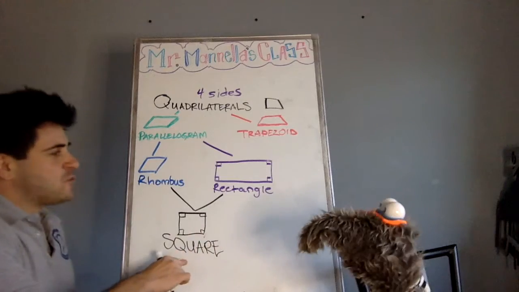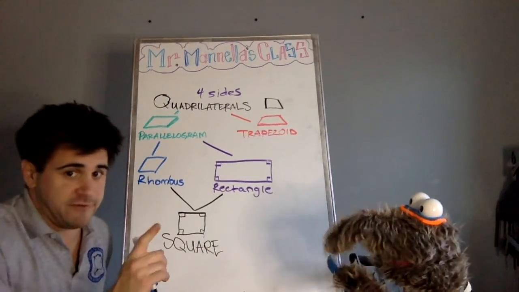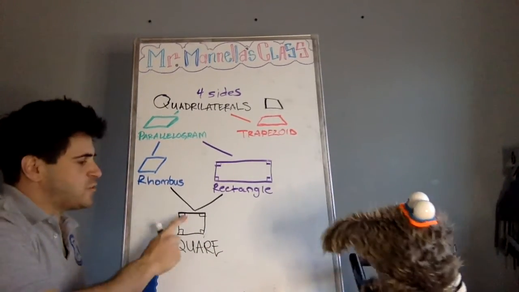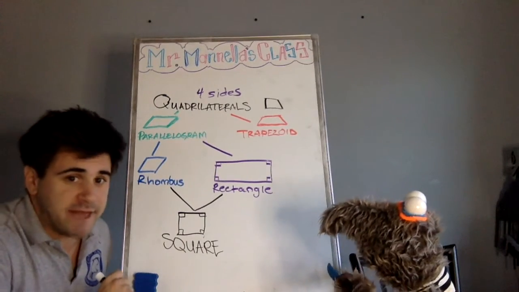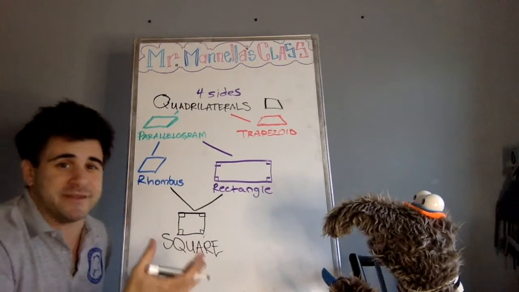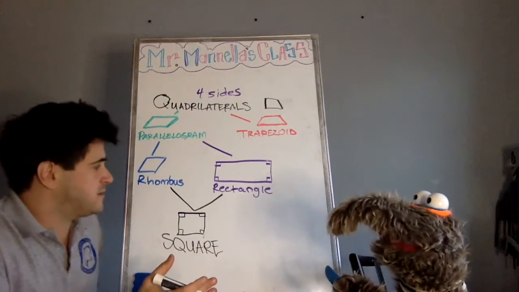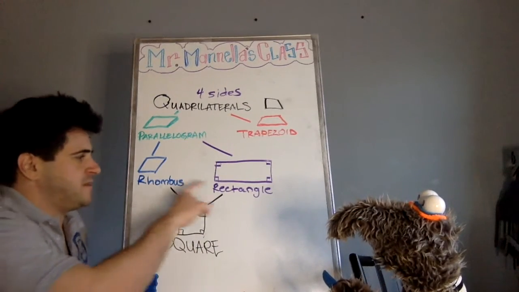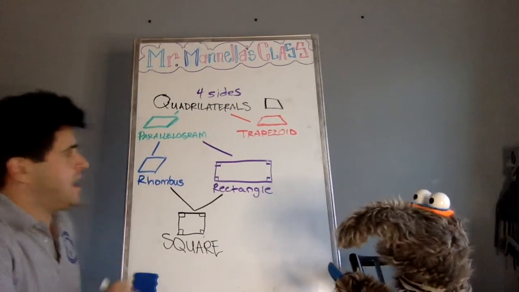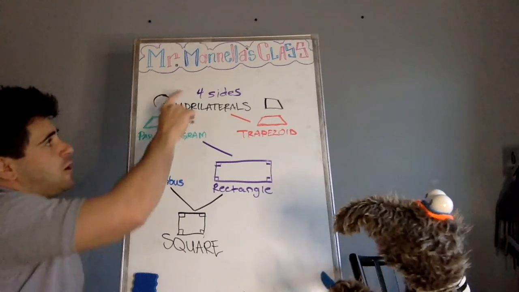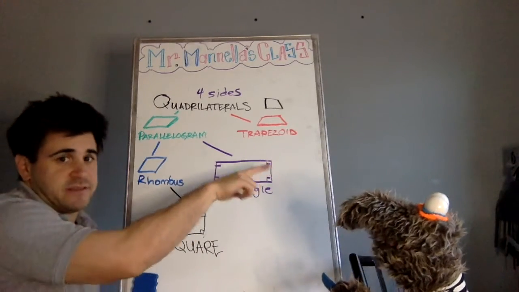That's right. Every square is a rectangle. Not every rectangle is a square, but every square is a special kind of rectangle. It's a rectangle where all the sides are the same length. So a square is both a rhombus and a rectangle. And they're all parallelograms, and they're all quadrilaterals. A trapezoid is its own thing.